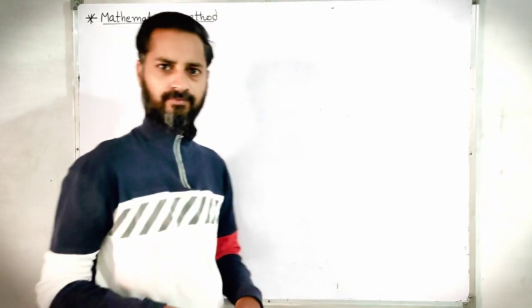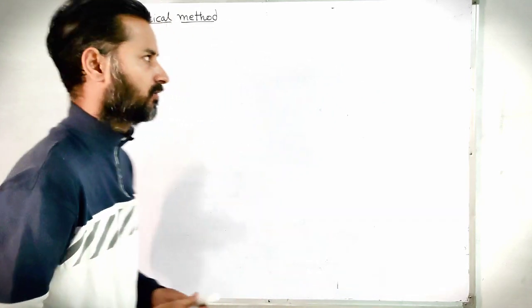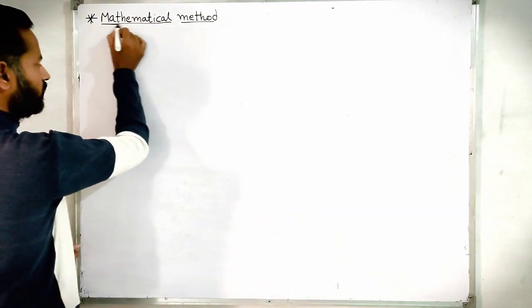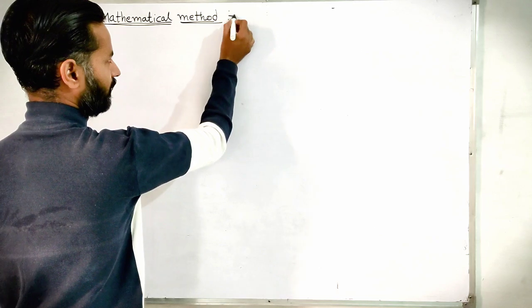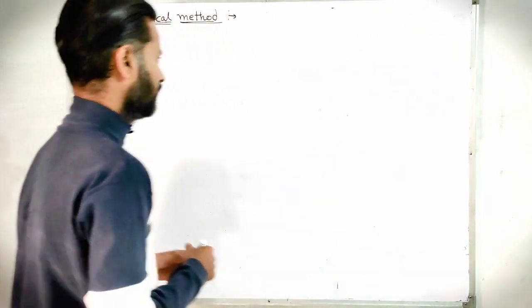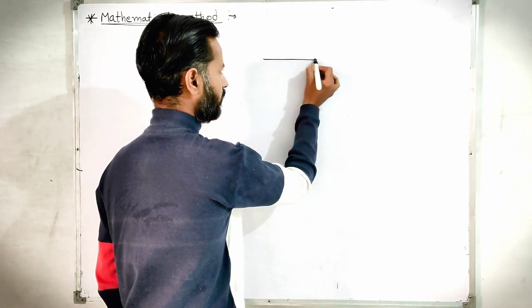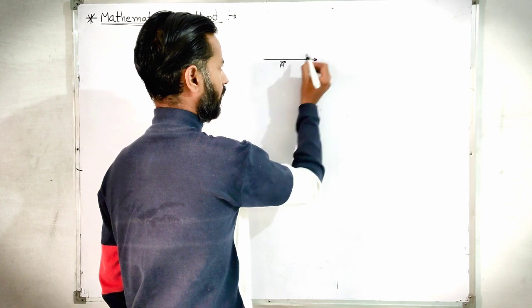In the last class, we have studied about the combination of the vectors. Now, we are interested to find the magnitude of resultant vector. So, here is a mathematical method for finding the resultant vector of two vectors. Let we have two vectors A and B.